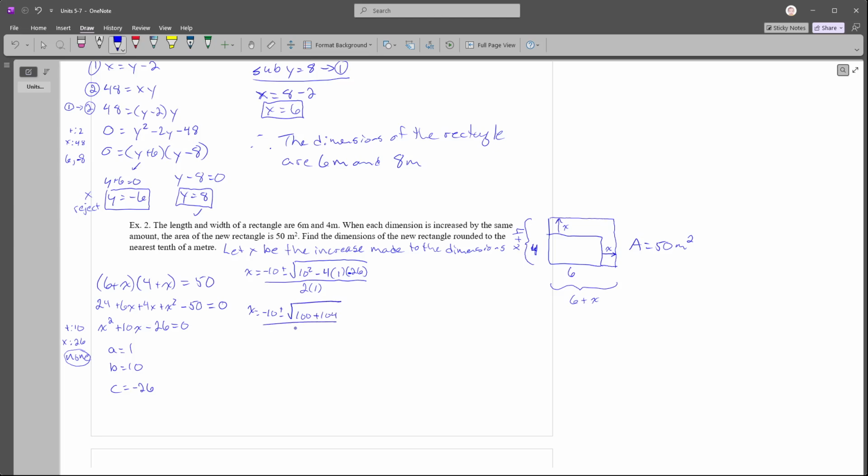And then that's all over 2. So just to simplify this a little bit further, we have x is equal to negative 10 plus or minus the square root of 204, which is definitely not a nice number. And that's going to be all over 2.